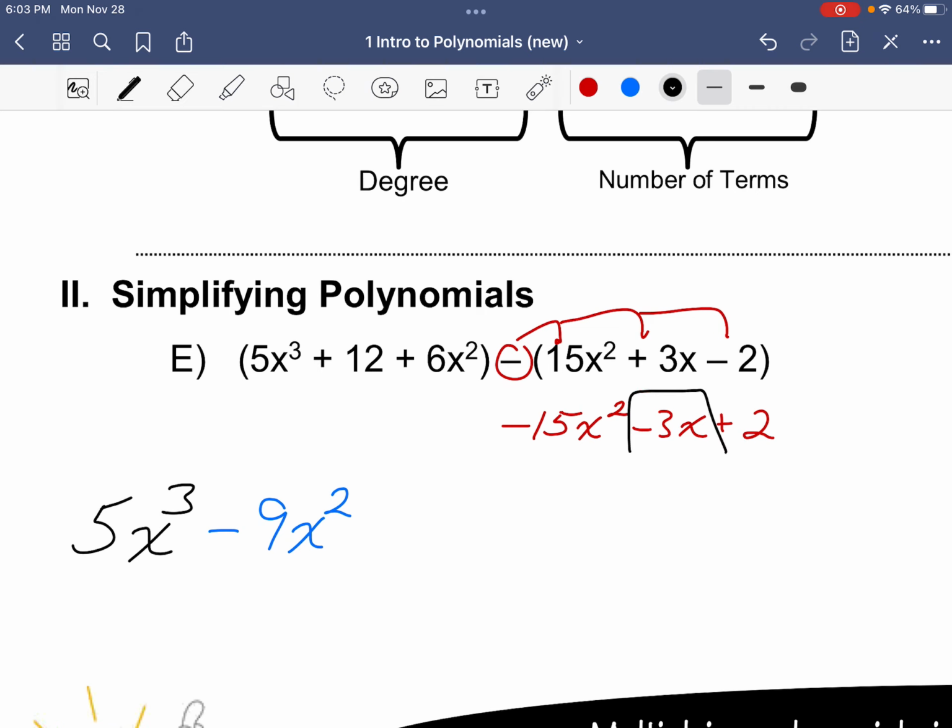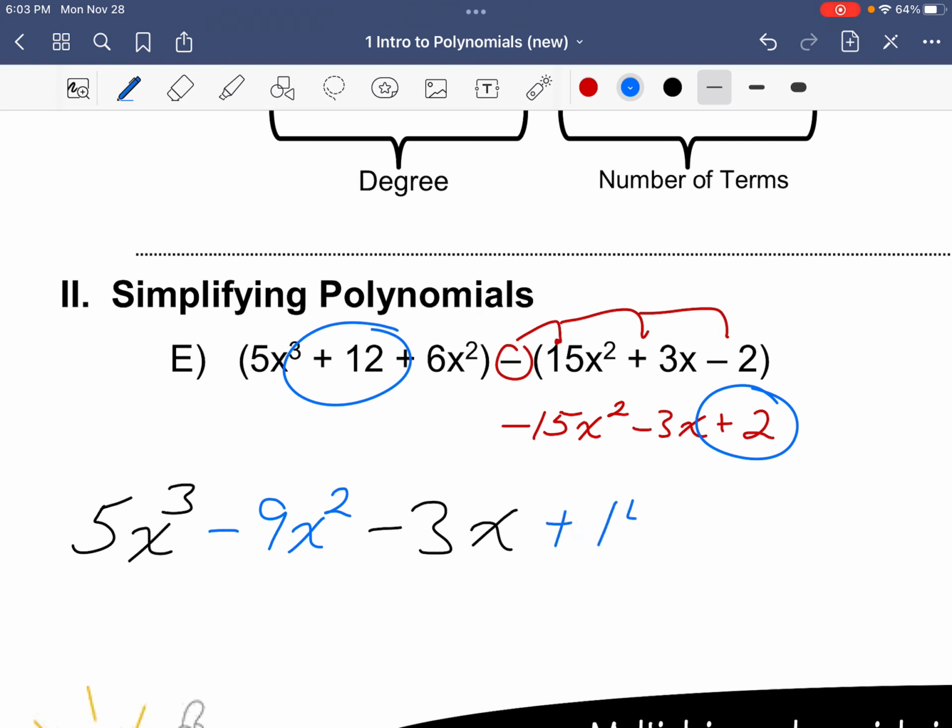How about this negative 3x right here? There's nothing else that's like it, so we'll just record that next. And then, of course, the plus 2 is like the plus 12. They're just called constants. And we can add those together and just get 14.